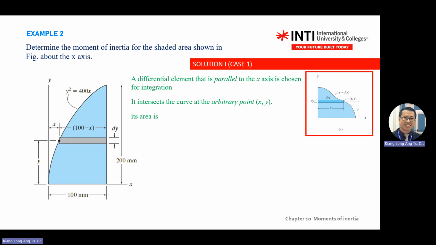Then you write, it intersects at what point? At the xy point. So the area is this one multiplied by dy. So dA equal to 100 minus x multiplied by dy. These are the standard work steps. You write this one, then this one, then find the dA from the diagram.